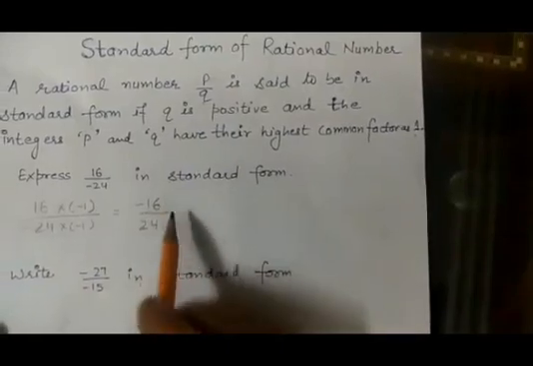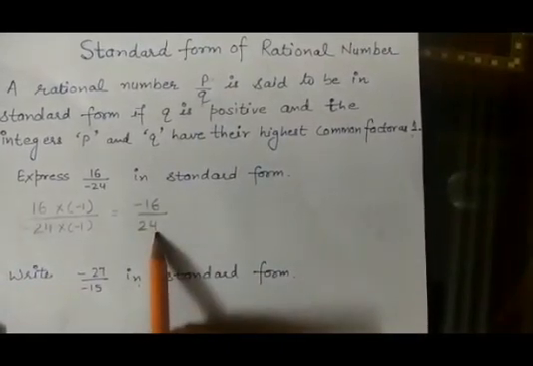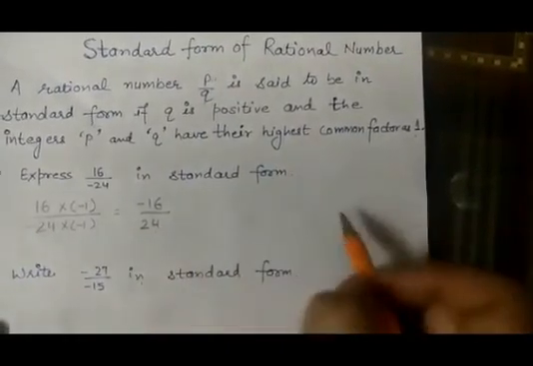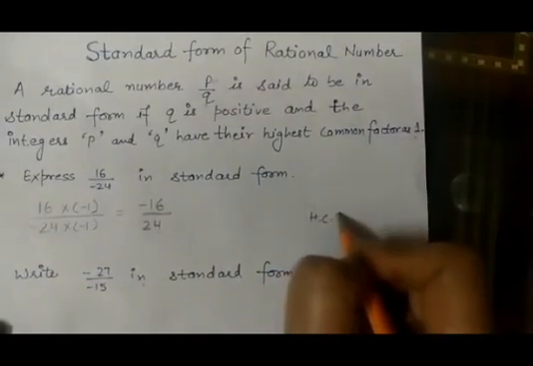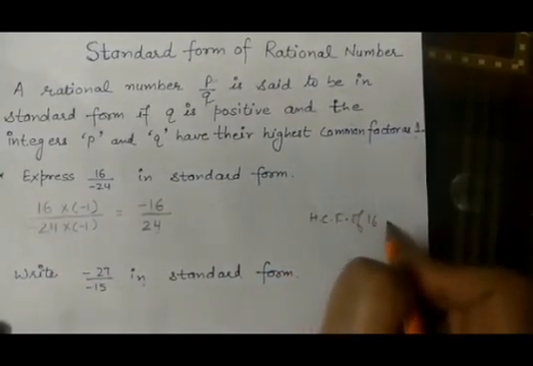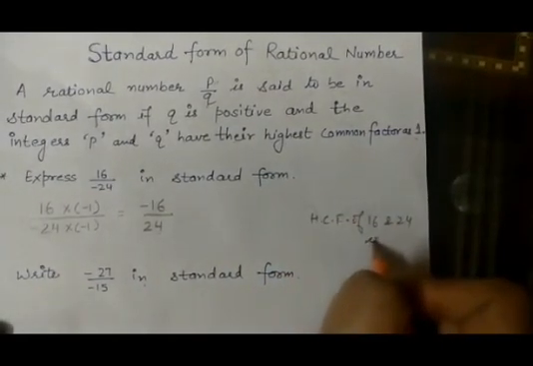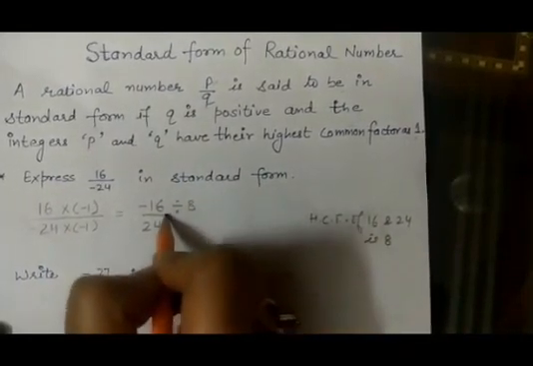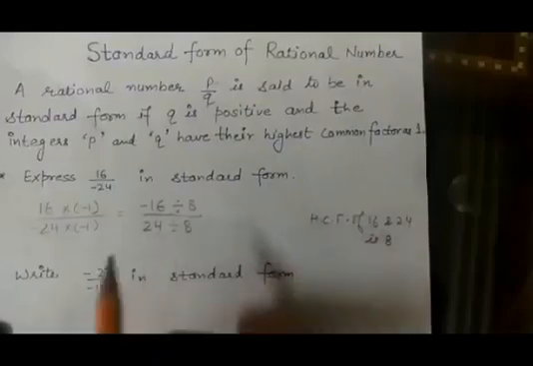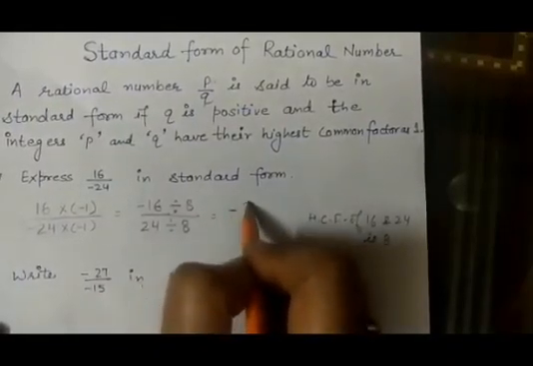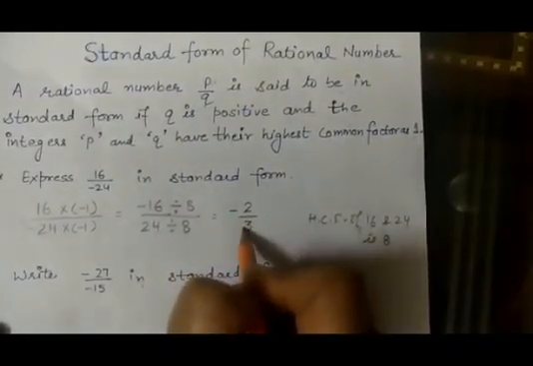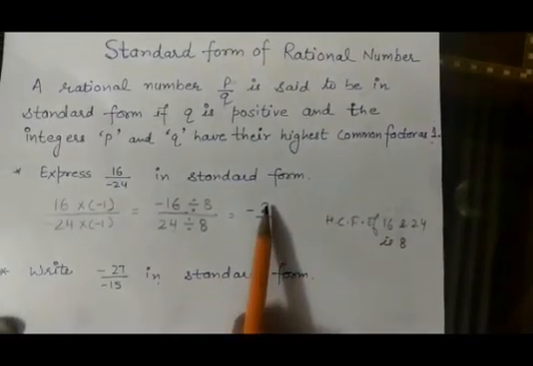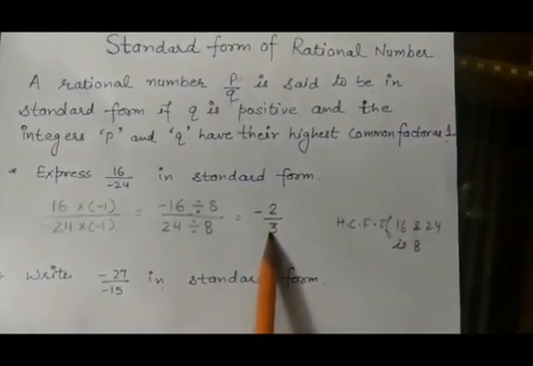Now we have to check the HCF of p and q, which should be equal to 1, but the HCF of 16 and 24 is 8. So we have to divide both the numerator and the denominator by their HCF and we get minus 2 by 3. So this rational number is in the standard form.